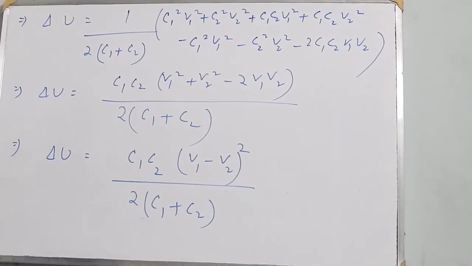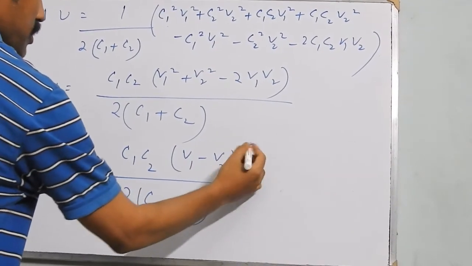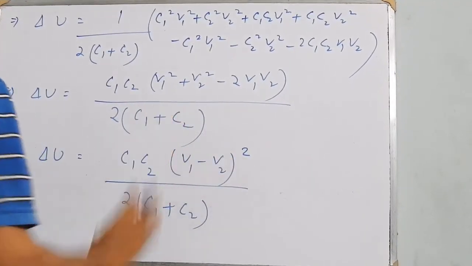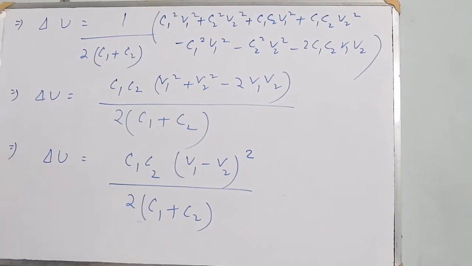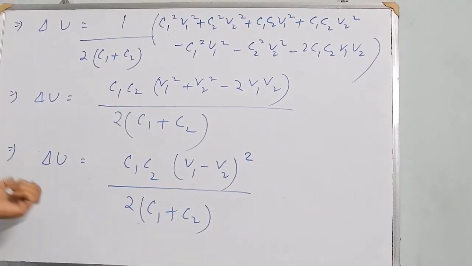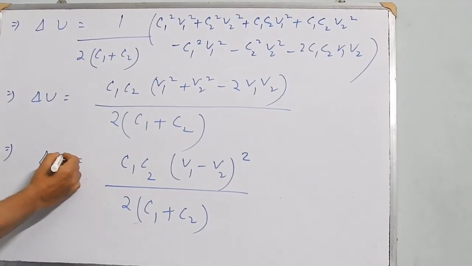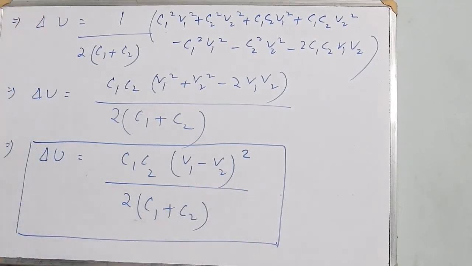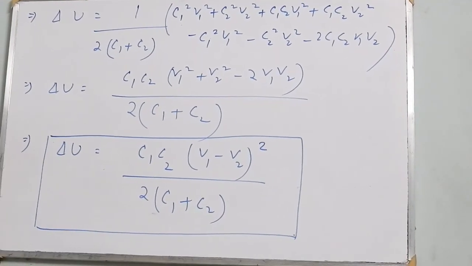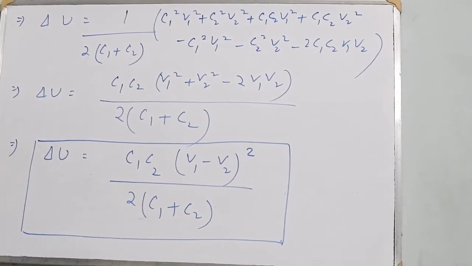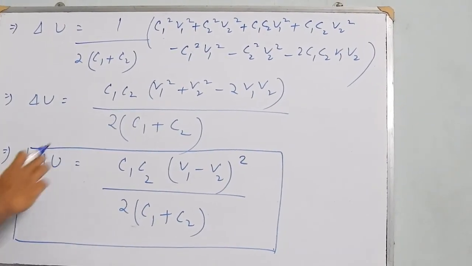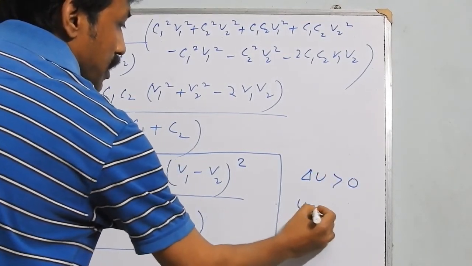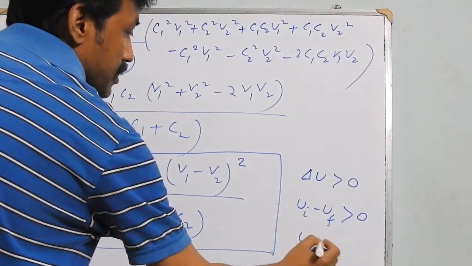This is indeed a positive quantity because C1 and C2 are definitely positive, and whatever be the values of V1 and V2, if you subtract and square it, this will definitely be a positive quantity. So because delta U was initial energy minus final energy, and that turns out to be positive, the initial energy is definitely greater than the final energy, which means that there is a loss of energy due to sharing of charges, and that loss of energy will appear as heat flowing through the connecting wires. So this expression determines the final loss in energy. Because delta U is greater than 0, and delta U was Ui minus Uf, this means Ui is greater than Uf.